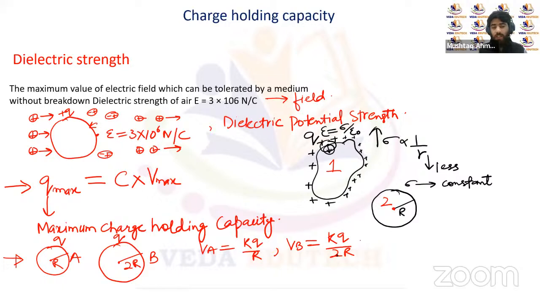It means there is less possibility of having dielectric breakdown in sphere A rather than sphere B, because of the less electric strength in case of sphere B as compared to sphere A, right? So that's how it depends upon the size of the conductor as well, right?